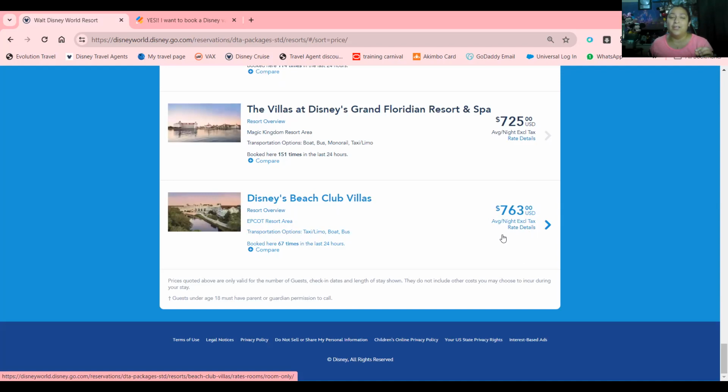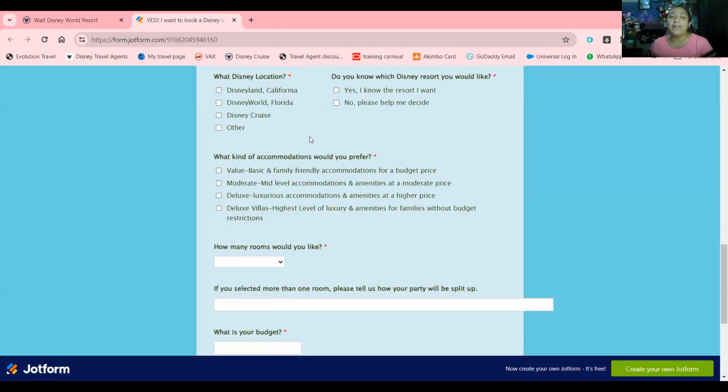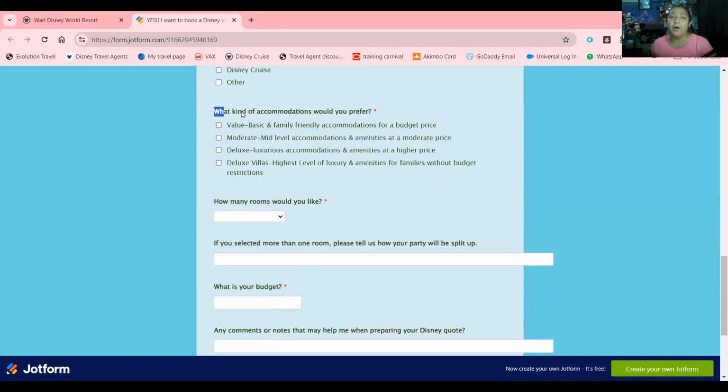So yes, you are looking at 10 grand, 20 grand, because if you're going with an expensive resort, a villa, you're going to have that pocket. And that's when they're like, oh, well, Disney's expensive. No, in reality, it's not, if you know how to do this correctly. With that being said, going back into my form, I do ask them about what accommodations they prefer, meaning the hotel.